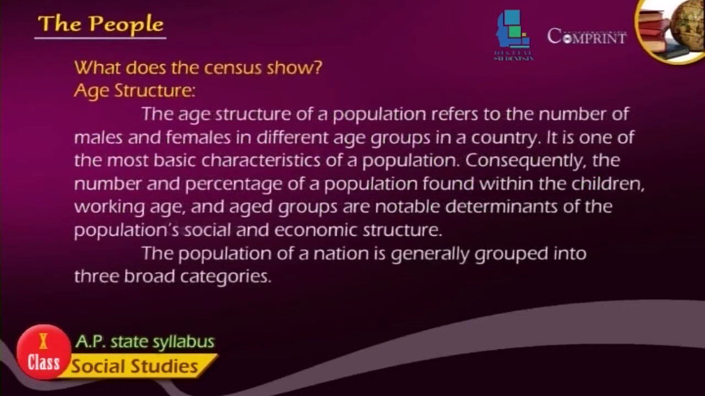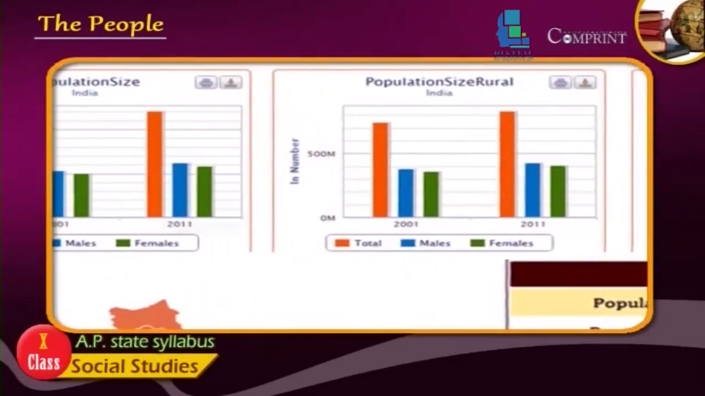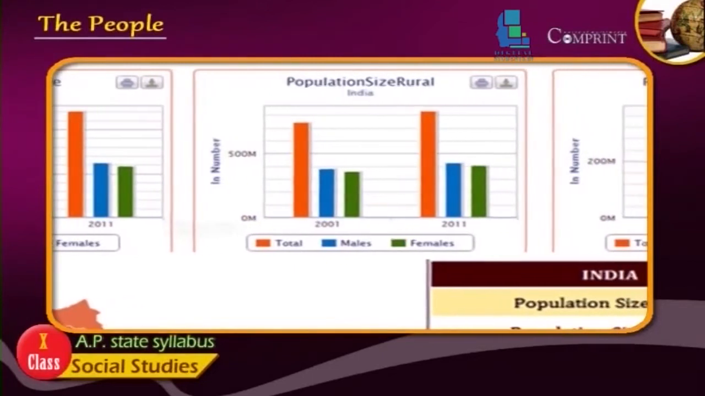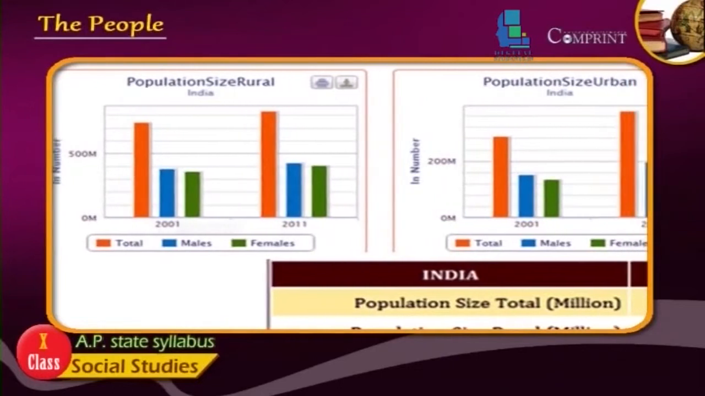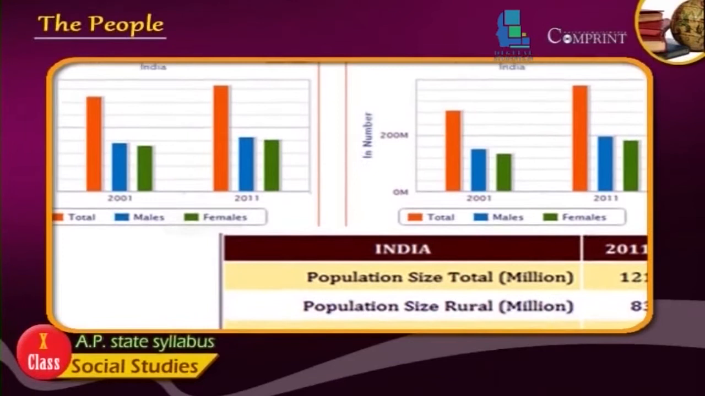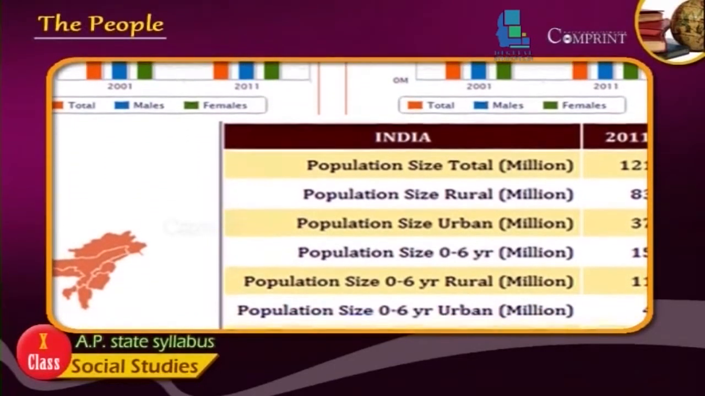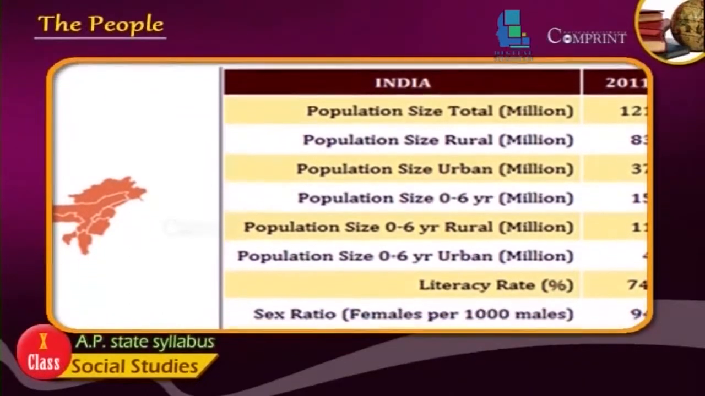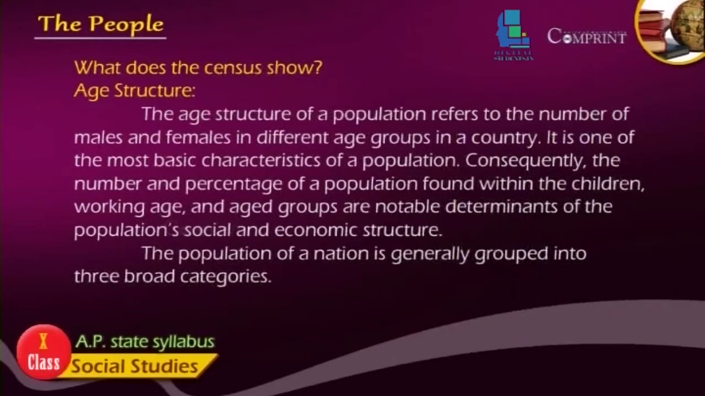What does the census show? Age structure. The age structure of a population refers to the number of males and females in different age groups in a country. It is one of the most basic characteristics of a population. Consequently, the number and percentage of a population found within the children, working age and aged groups are notable determinants of the population's social and economic structure.